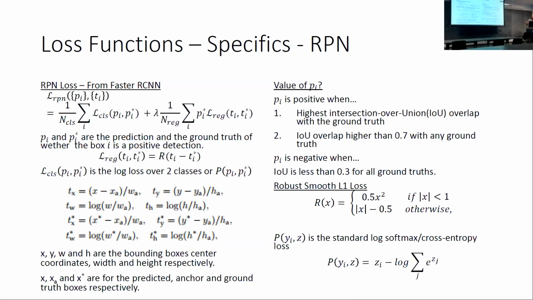So how do we know what E_i is? What our predicted E_i output is? They say it's positive, or this is actually a true annotation, when it has the highest intersection over union overlap with the ground truth, or the intersection over union overlap is higher than 0.7 with any ground truth box. So you can have multiple true bounding boxes for one area, but you can also only have one, depending on how many fit the criteria.